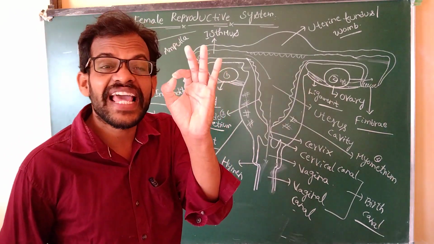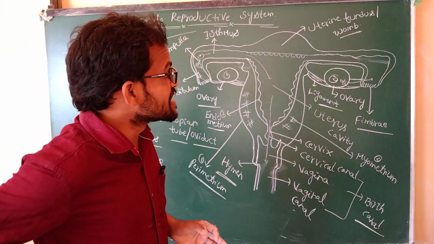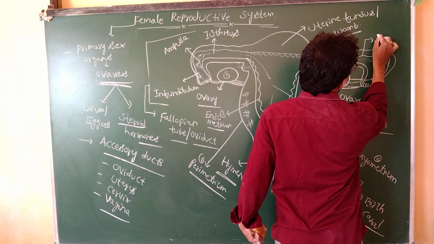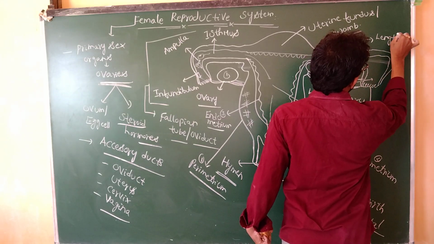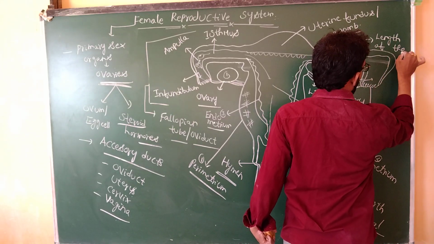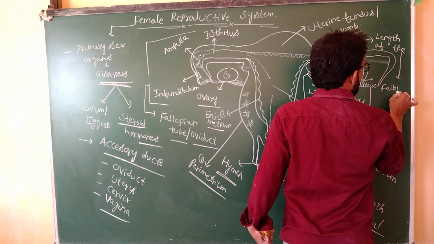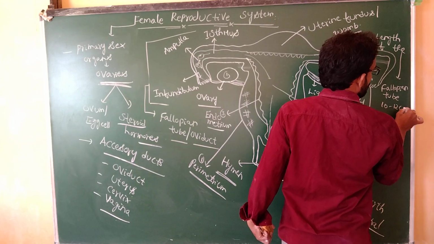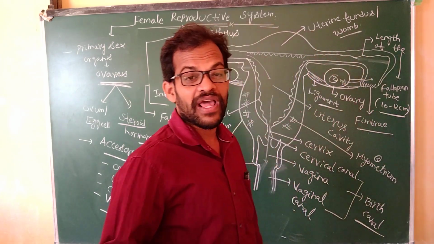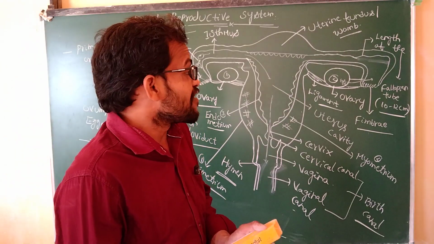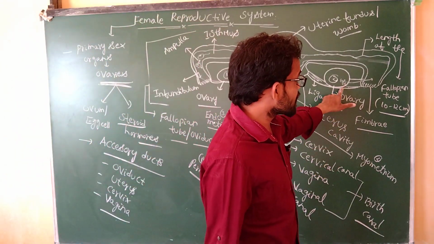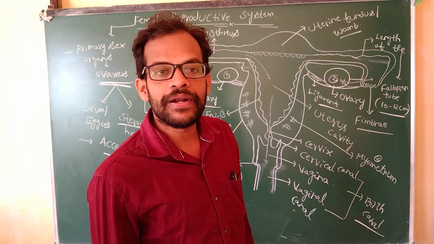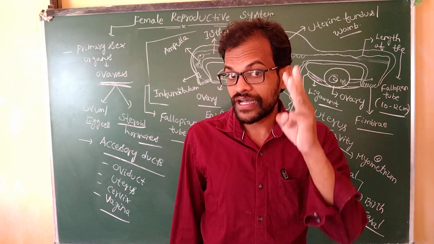What is the length of the fallopian tube? The length of the fallopian tube is 10 to 12 centimeters. The fallopian tube is attached to the ovaries and reaches the peripheral region of the ovary. The fallopian tube consists of three main parts.